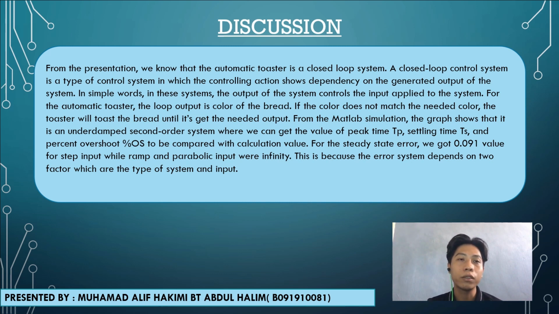From the MATLAB simulation, the graph shows that it is an underdamped second order system, where we can get the values of peak time, settling time and percentage overshoot to be compared with the calculation values. For the steady state error, we got 0.091 for step input, while ramp and parabolic inputs were infinity. This is because the error of the system depends on two factors, which are the type of system and the input.